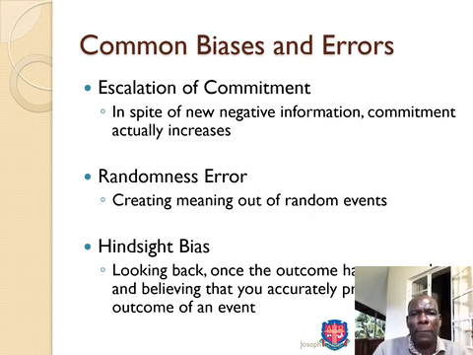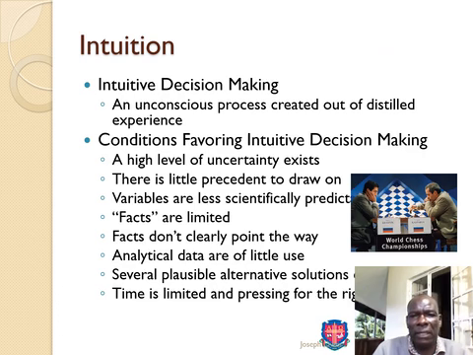Okay, we're about to complete this. There are also other biases and errors. The escalation of commitment, meaning in spite of new negative information, commitment actually increases. There's also the randomness error, which is creating meaning out of random events. Hindsight bias, which is looking back once the outcome is known and believing that you could have predicted the outcome of an event.